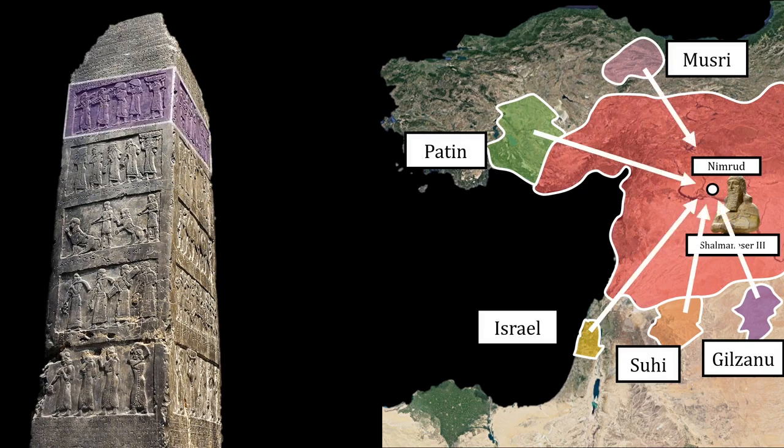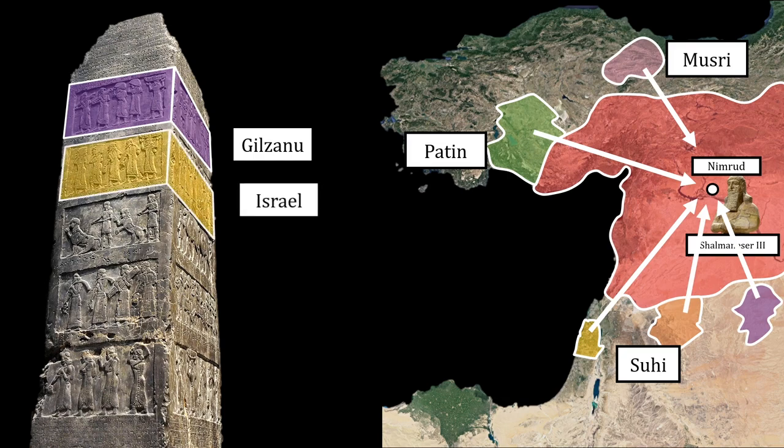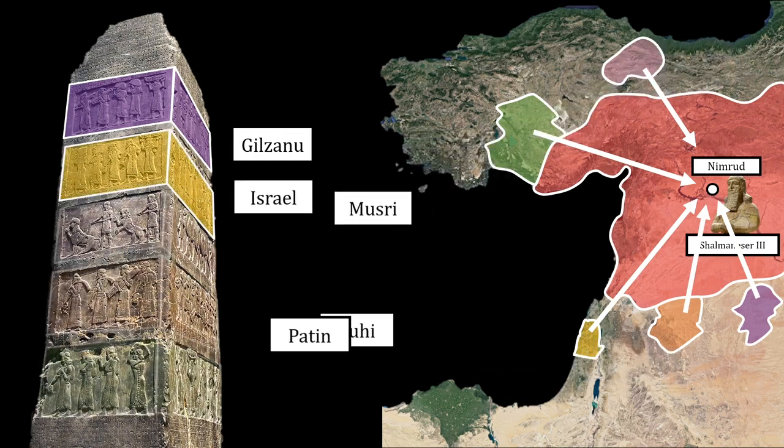The first row of panels on the obelisk details the tribute paid by the nation of Gilzanu. The second row details the tribute paid by Israel, and this continues for the other 3 nations as well.